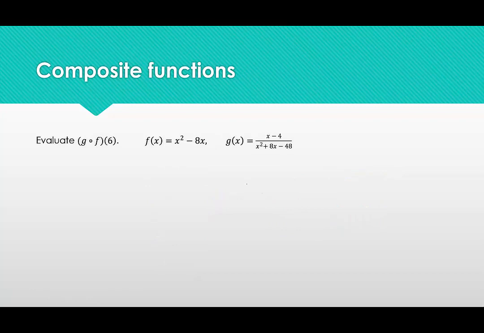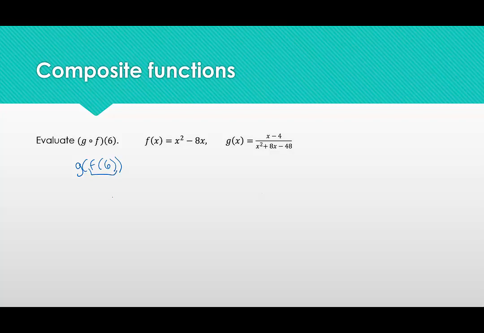Let's look at another example. Here we want to evaluate g of f of 6. So remember what this means, g of f of 6. And we're given f of x and we're given g of x. I do notice that g of x, we will have some issues with its domain. It is a rational function, which means we could have some things that don't work in its domain. Let's talk about that when we get there, if we need to.